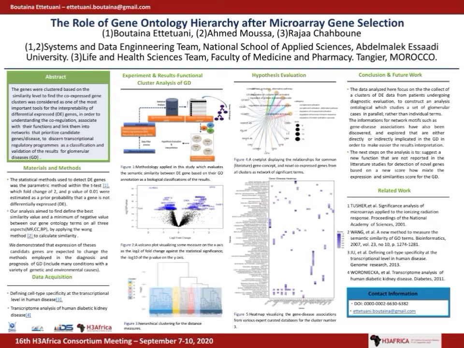Our data focus on the transcriptome analysis of human diseases, where glomerular diseases include many conditions with a variety of genetic and environmental causes. For the method, the statistical method used to detect the differentially expressed genes, as you can see in figure number 2, was the parametric method with the t-test, where fold change was 2 and the p-value of 0.01 were estimated as a prior probability that a gene is differentially expressed.